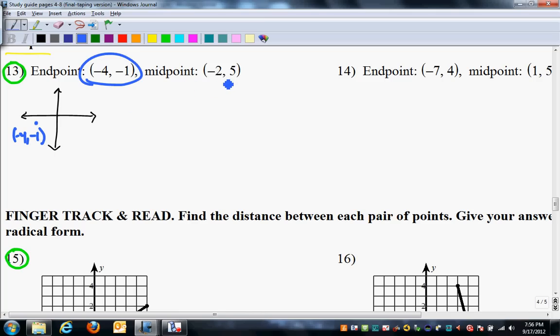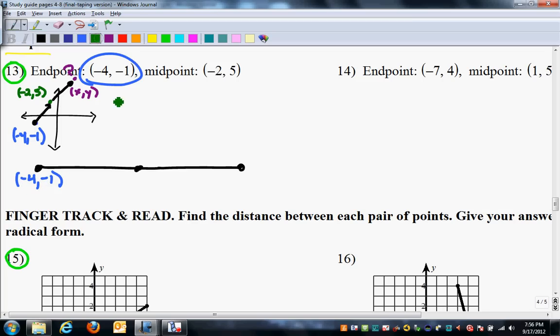And then we have a midpoint of -2, 5. I'm going to make that green. -2, +5. That's going to be up here somewhere. That's a midpoint. So we're asking to find the other endpoint. So if we're going this way, that means our other endpoint has to be somewhere over here. We don't know what it is, so I'm going to call that purple. We're just going to call that XY, and put a question mark there. I'm going to bring the segment down here so it's easy to see. So we have our endpoint -4, -1, we have our midpoint -2, 5, and then we have our other endpoint, and we don't know either of these.